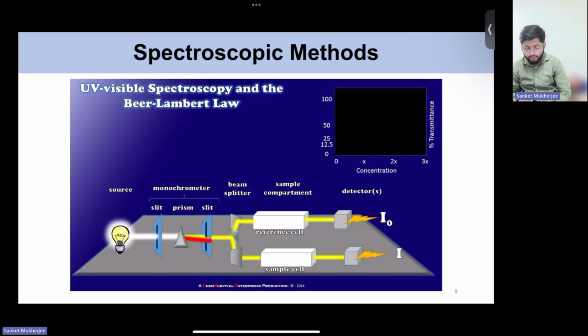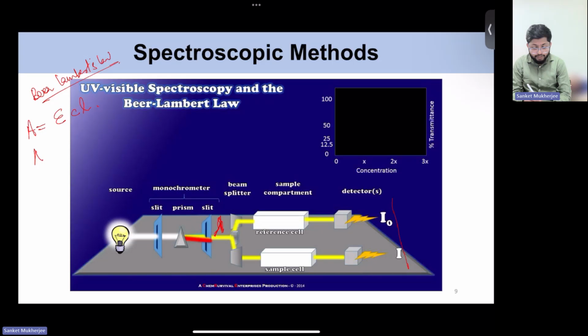So there's a source of light which goes through a slit and a prism, and only a particular wavelength passes through, and then it goes from a reference cell to a sample cell, with which we get different intensities at the detector, based on the absorption. So the absorption can be calculated as epsilon CL. Again, this is called the Beer-Lambert's law.